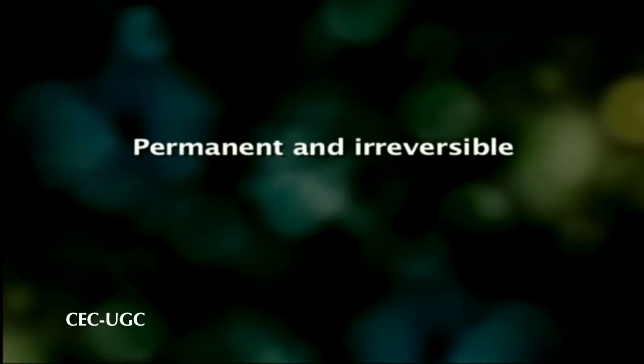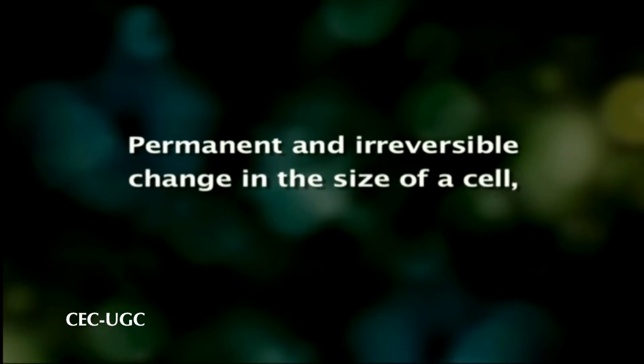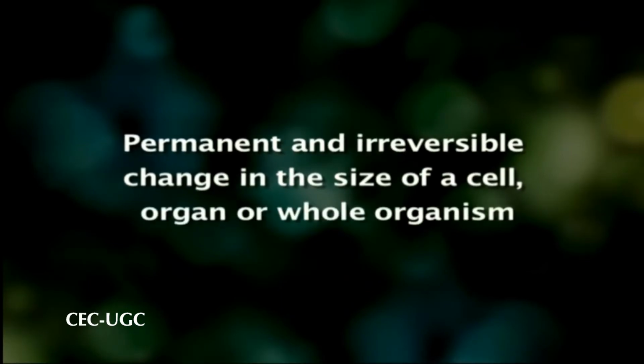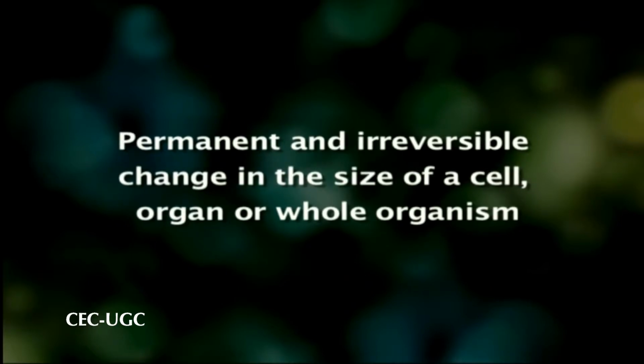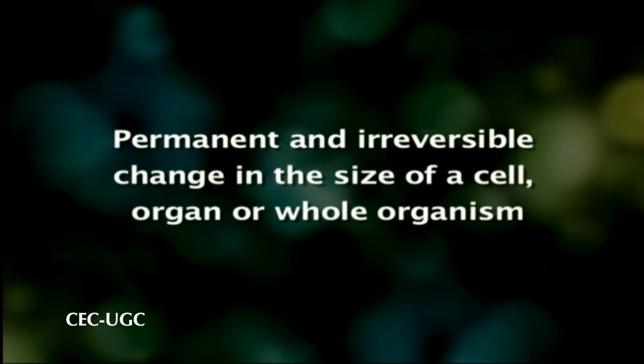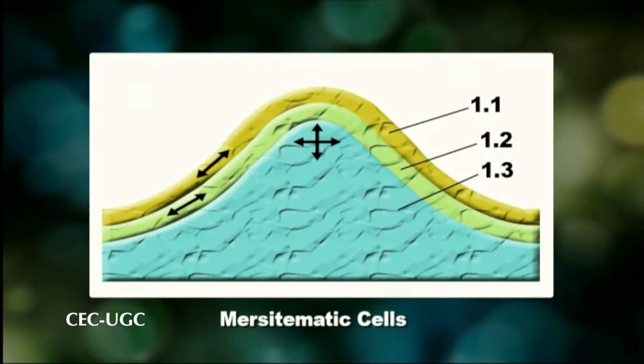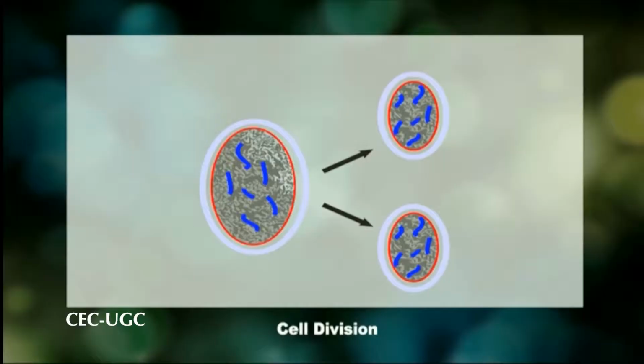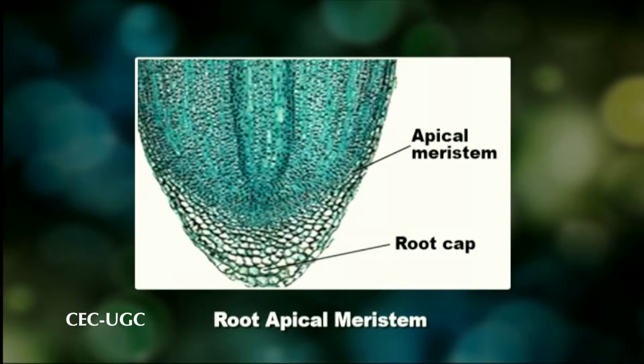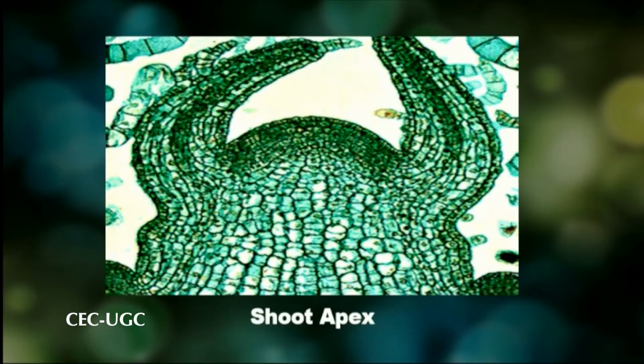The term growth can be defined as a permanent and irreversible change in the size of a cell, organ or whole organism, usually accompanied by an increase in dry weight. Growth in plants mainly occurs by the activity of meristematic cells. The new cells are continuously produced by cell division in a meristem. Apical meristem lies at the apex of every shoot and root, known as root apex and shoot apex respectively.